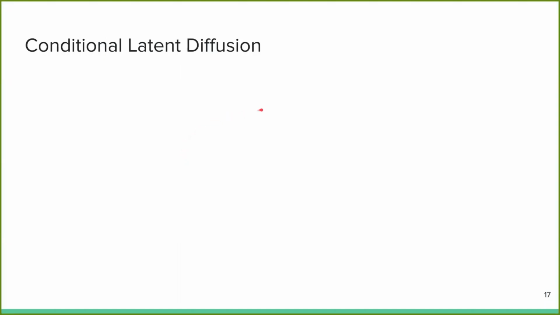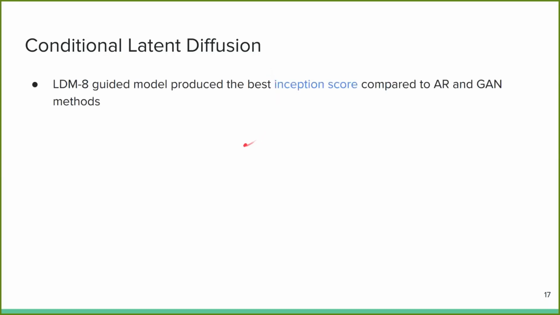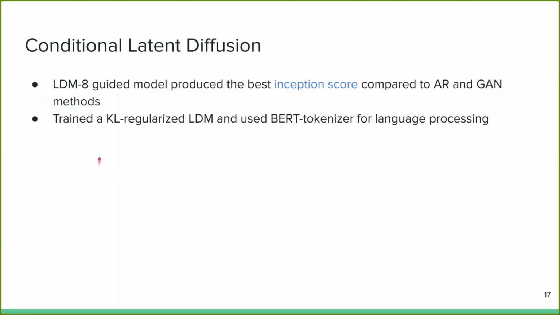The next experiment tests the conditional LDM for text-to-image synthesis. And the result was that the LDM8, or the guided version of LDM8, produced the best inception score compared to the AR and GAN methods. And it was able to do that because it was trained as a KL regularized LDM, KL meaning Kullback-Leibler, and it also used the BERT tokenizer for language processing.